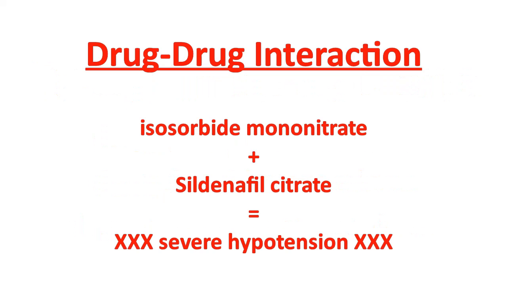The example for drug-drug interaction will be if a patient is on isosorbide mononitrate, which is a coronary vasodilator drug used in chest pain and other conditions. In such a patient, sildenafil will not be recommended for the purpose of erectile dysfunction. So these two drugs, isosorbide mononitrate and sildenafil, should not be administered in combination because they will have the drastic adverse effect of severe hypotension, which can lead to many complications.